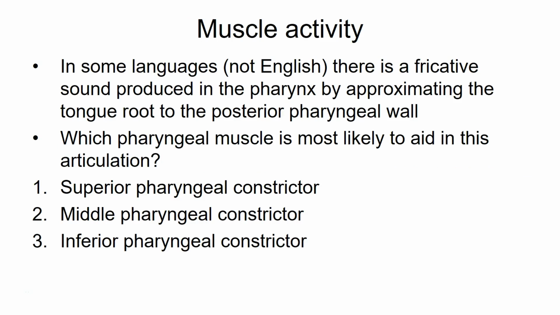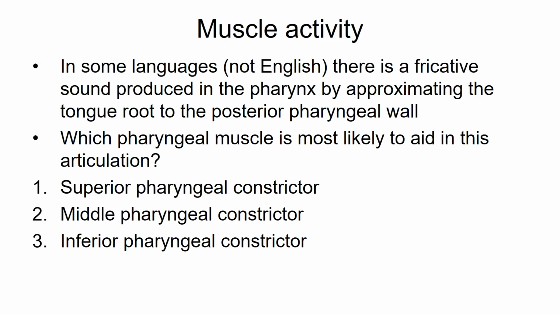Muscular activity for the pharyngeal muscles will primarily be for swallowing for us, but in some languages other than English, there are fricative or other similar consonant sounds that are produced in the pharynx by approximating the tongue root to the posterior pharyngeal wall.